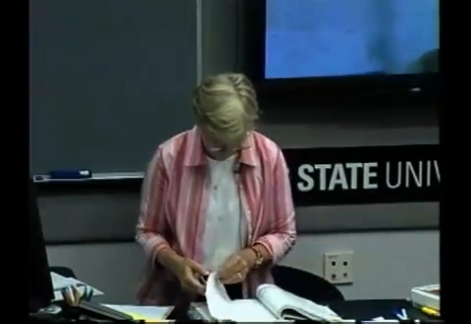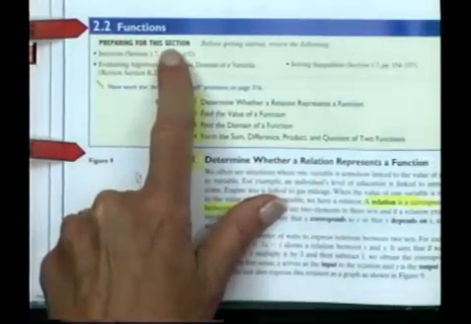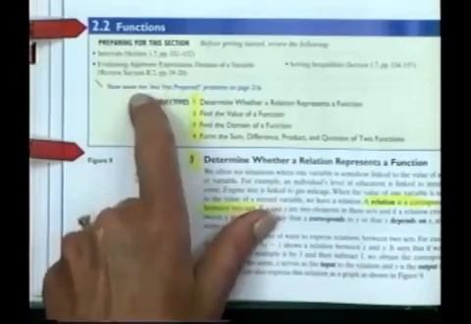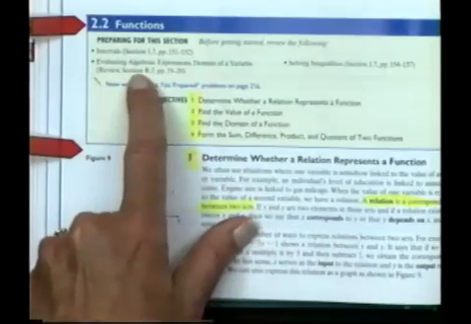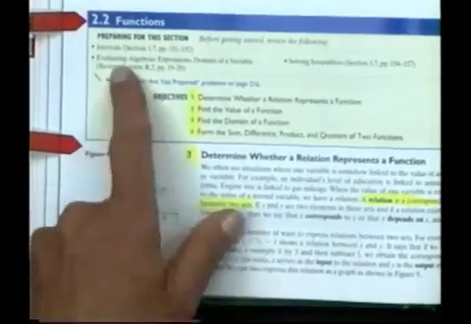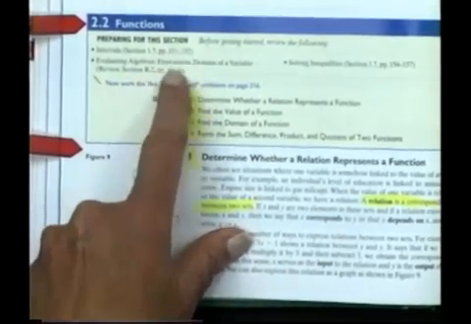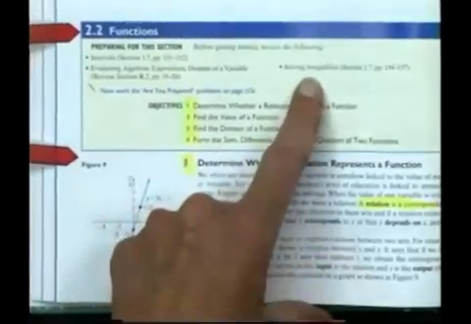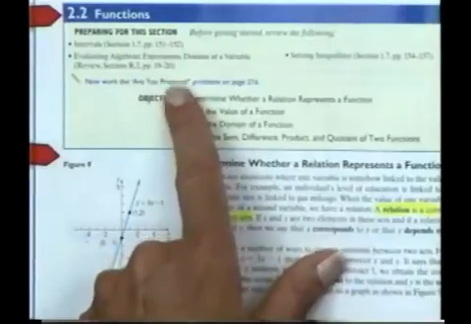Okay. Let's see. The first, I'm in Chapter 2, Section 2, because actually this is where we're going to begin the course. It has a preparing for this section, and here are the topics from Chapter 1 or the review section. That is really at the very beginning of the book. If you feel that you're weak in any of these areas, you simply go to those sections of the textbook and practice. These are the things that are needed for success in this section.